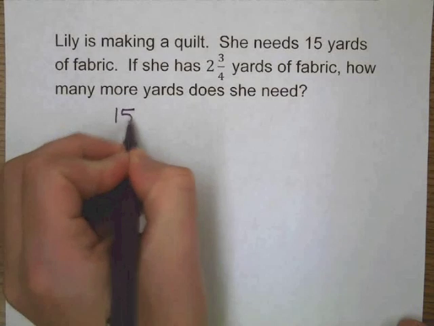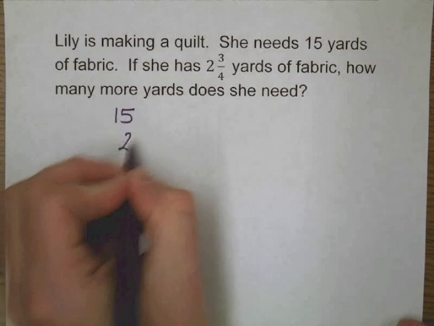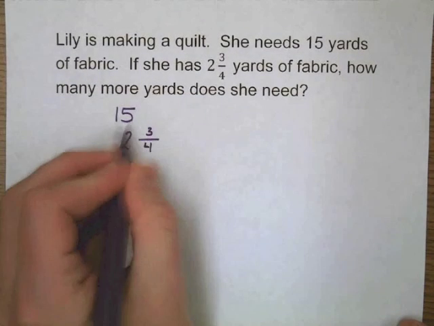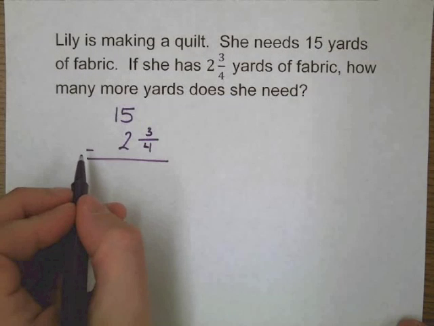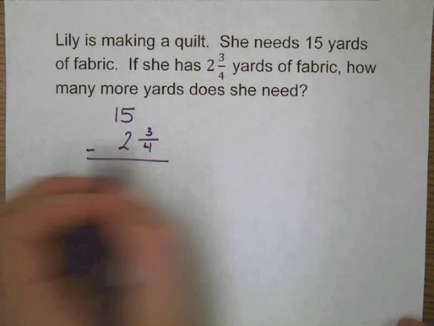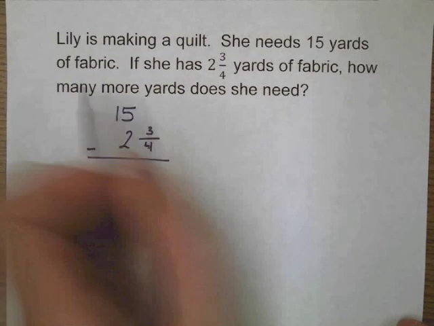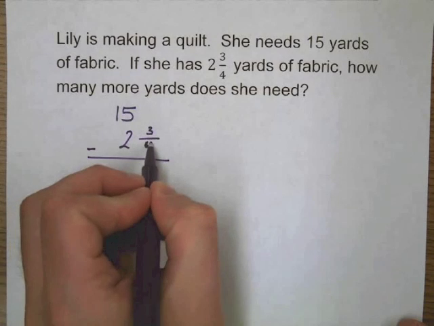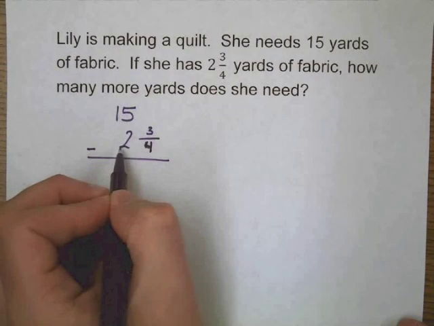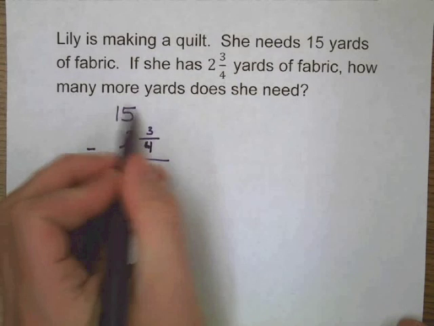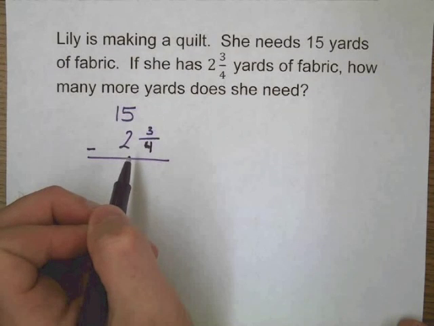Well, here's what we'll do with the total. She has 2 3/4. If I take that away from the total that she needs, I'll find out how much she needs. So 15 minus 2 3/4. Well, I want to do this so I have some fractions to look at.